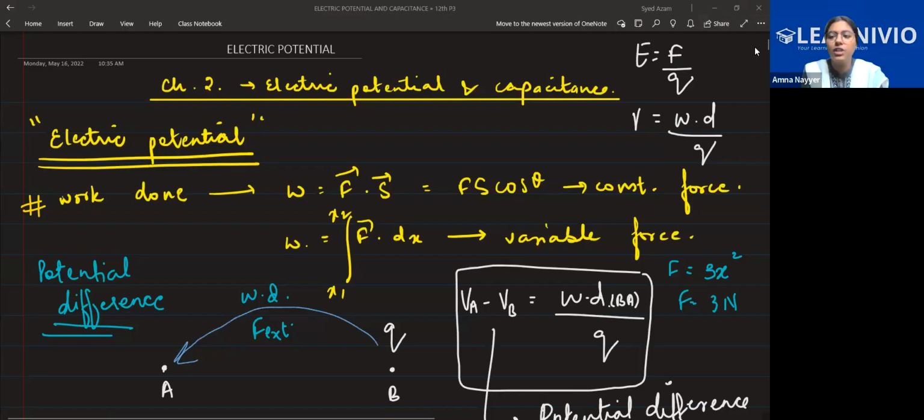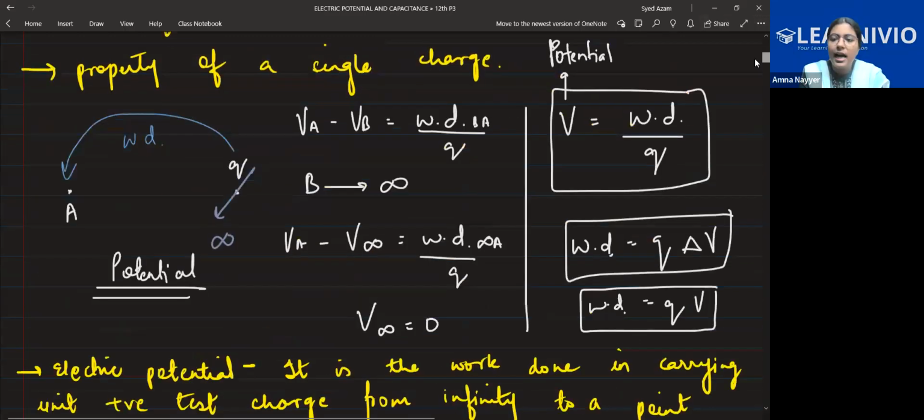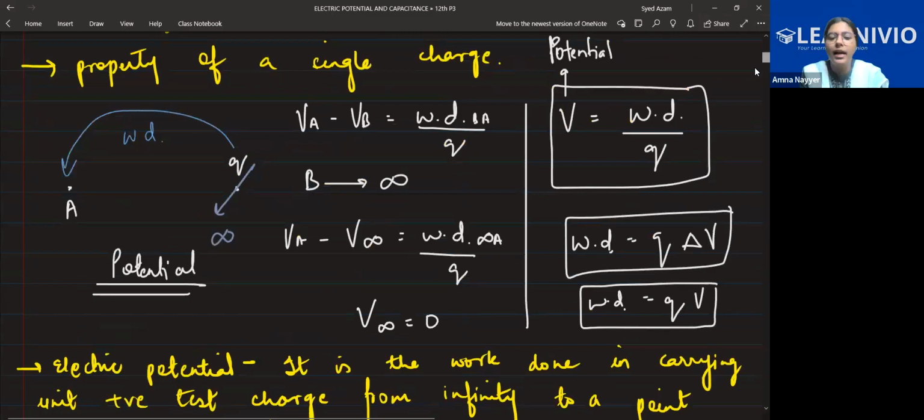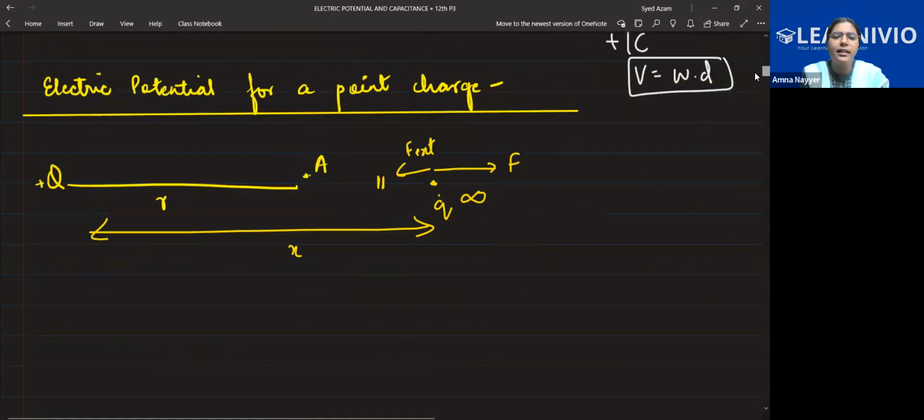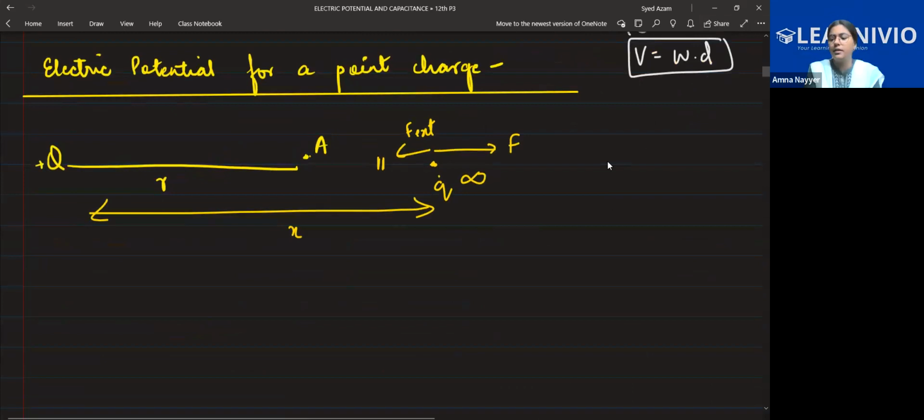So work done is equal to charge into change in potential. All these things we studied. And V is equal to work done by Q. This was the formula that we discussed, and then we just stopped it here. Let us calculate electric potential for a point charge. See, when there are two charges present and we need to calculate the force, we use Coulomb's law.